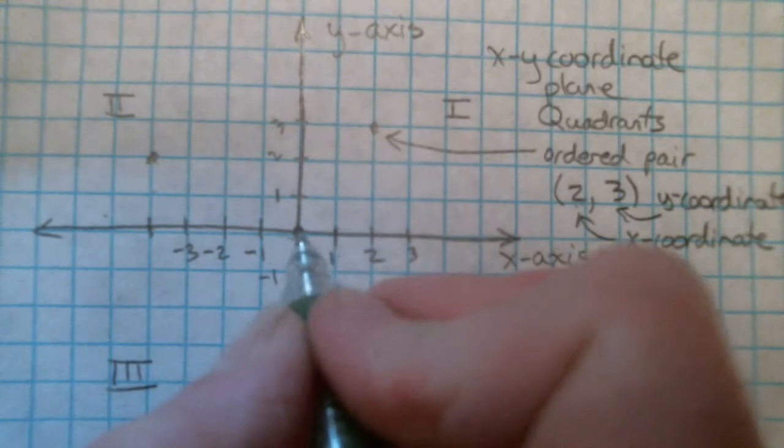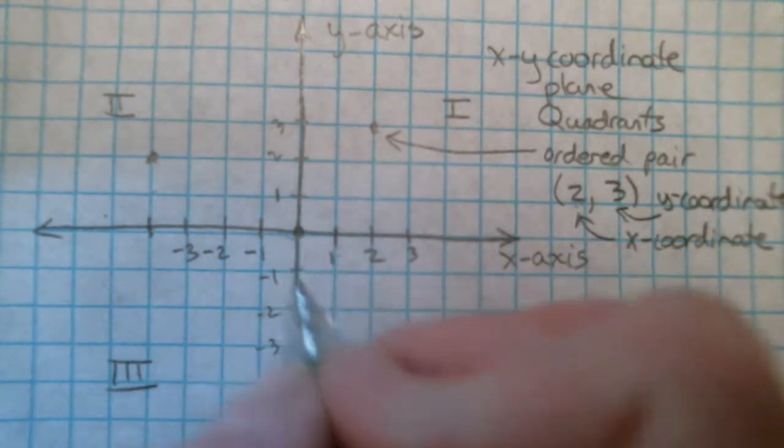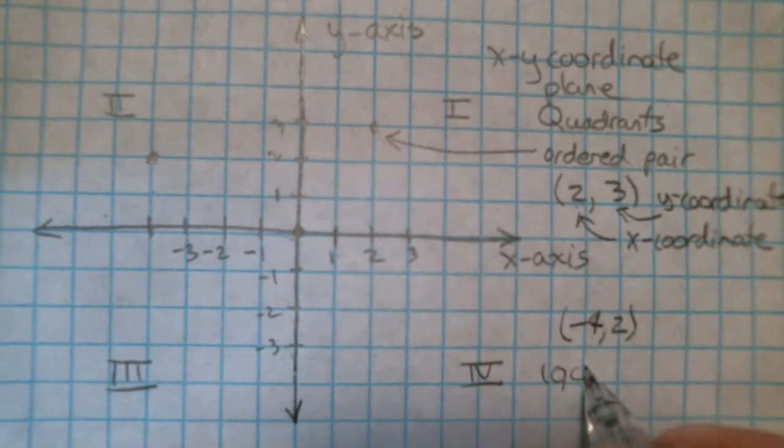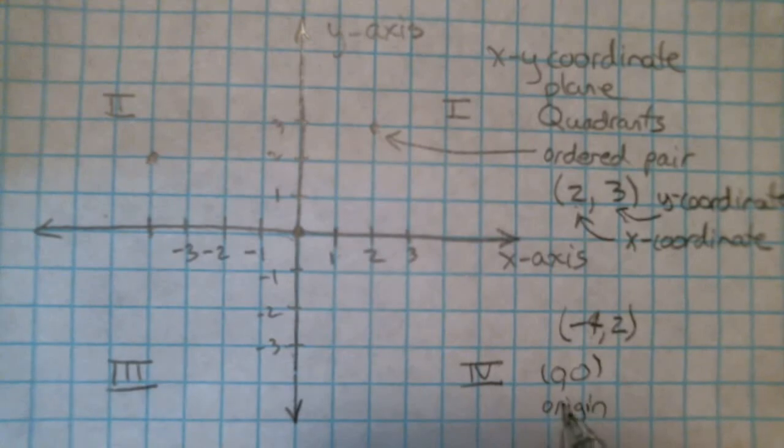Now, this point that we start from has a special name. Of course, the coordinates for that point are 0, 0, and this is called the origin. So the origin is the point in the middle.